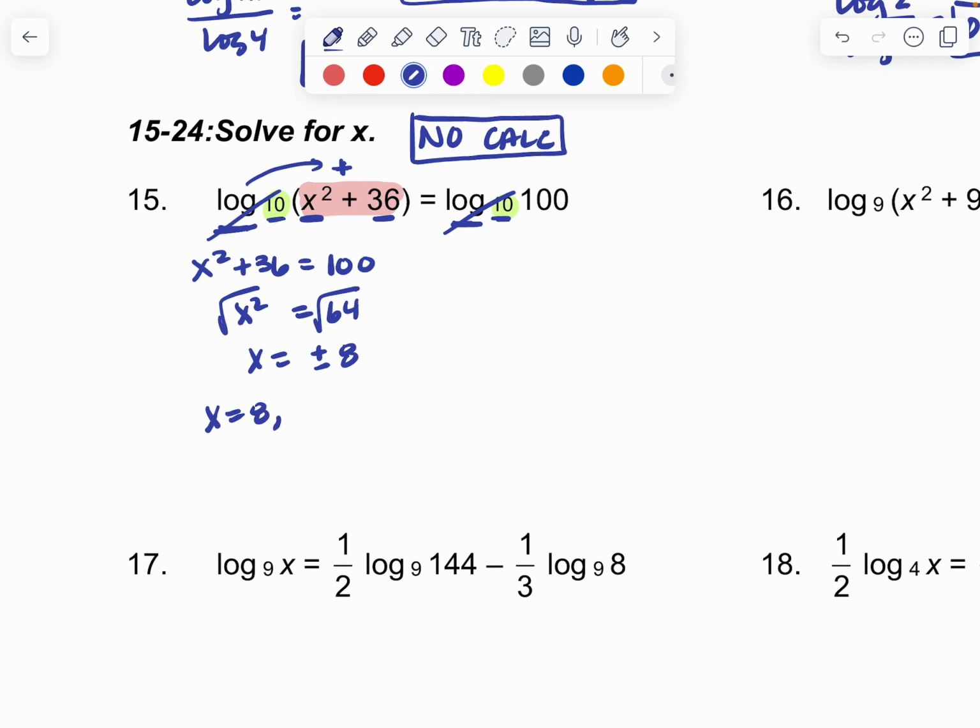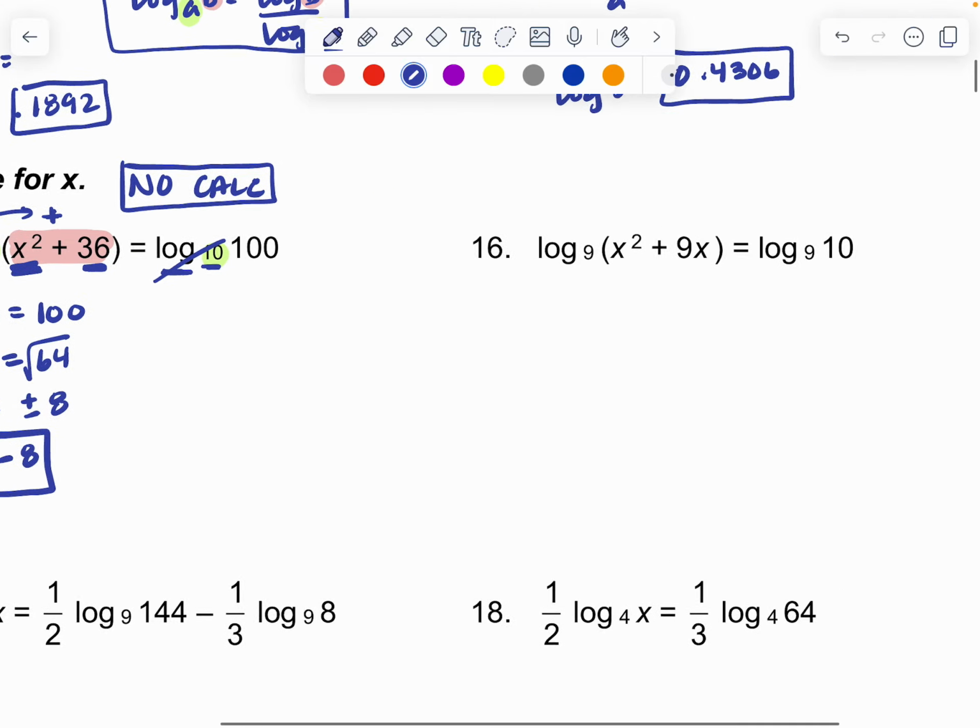Now let's check the negative 8. If I plug in a negative 8 to this x squared, negative 8 squared is also positive 64. Plus 36 is going to be positive as well. So that still works too, okay? So both of these work in this case because they both make that pink highlighted part of the logarithm positive.